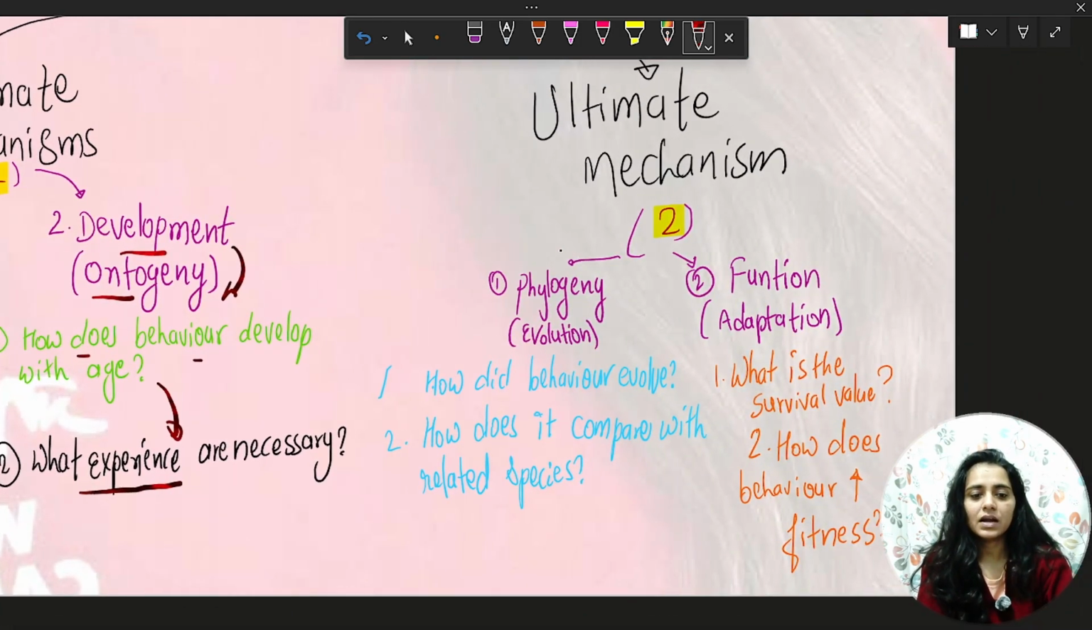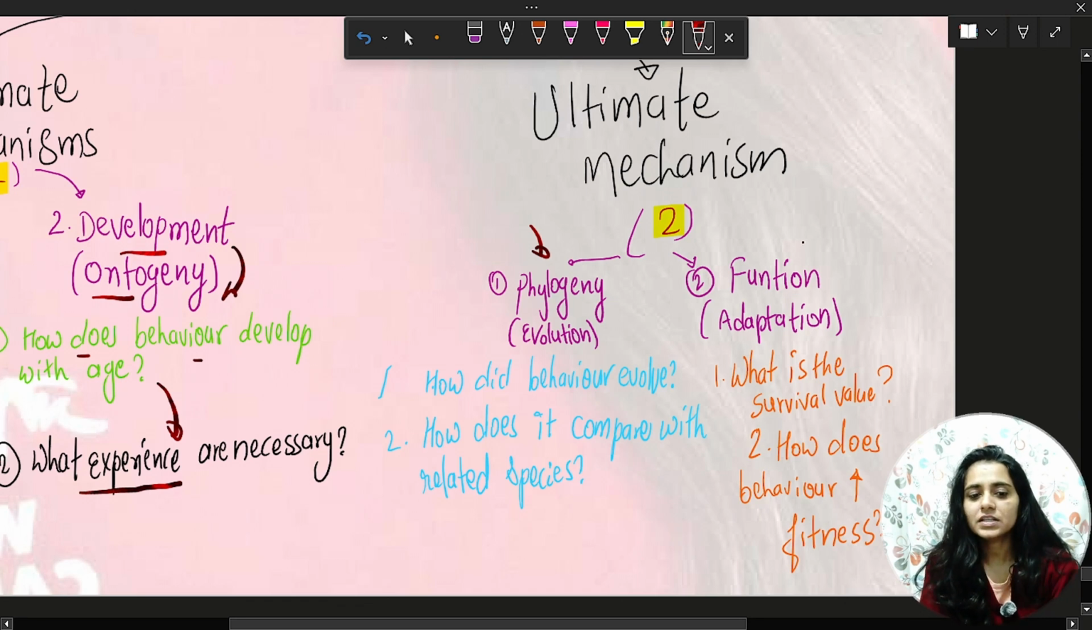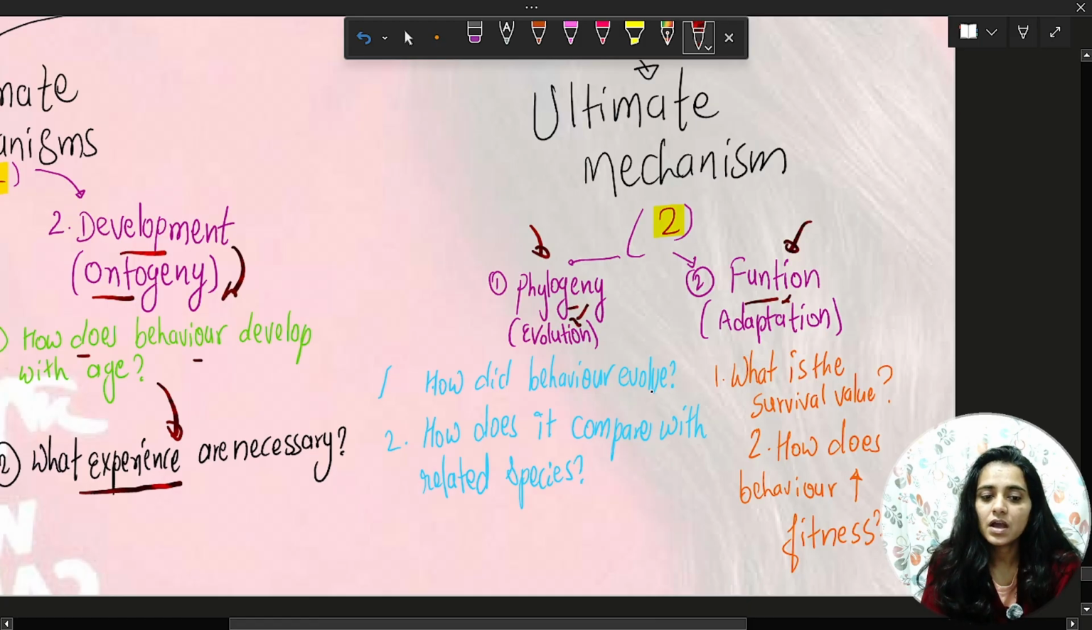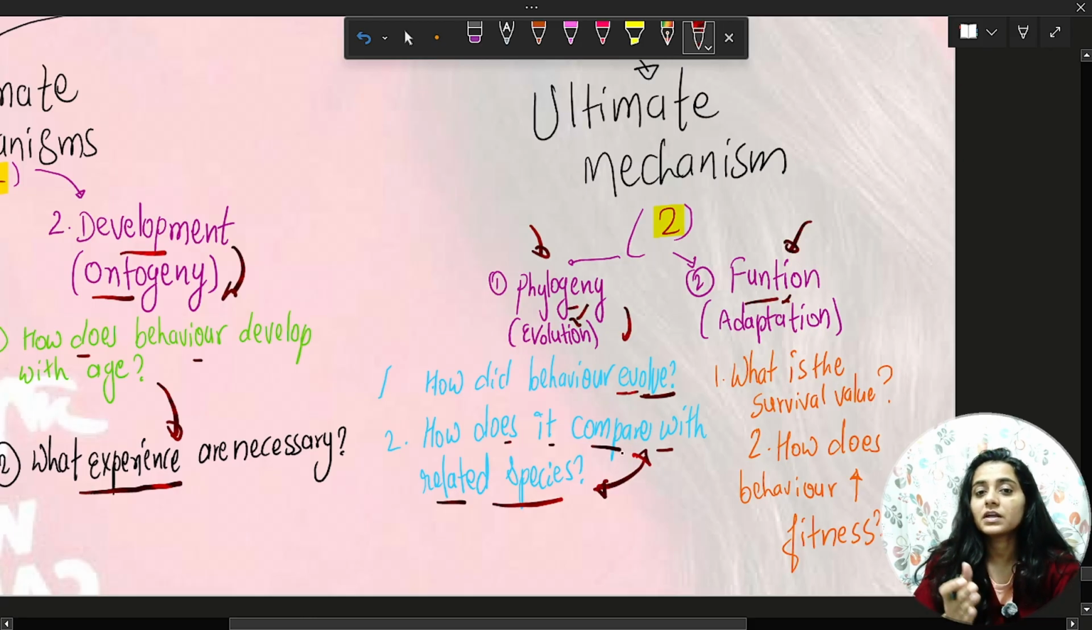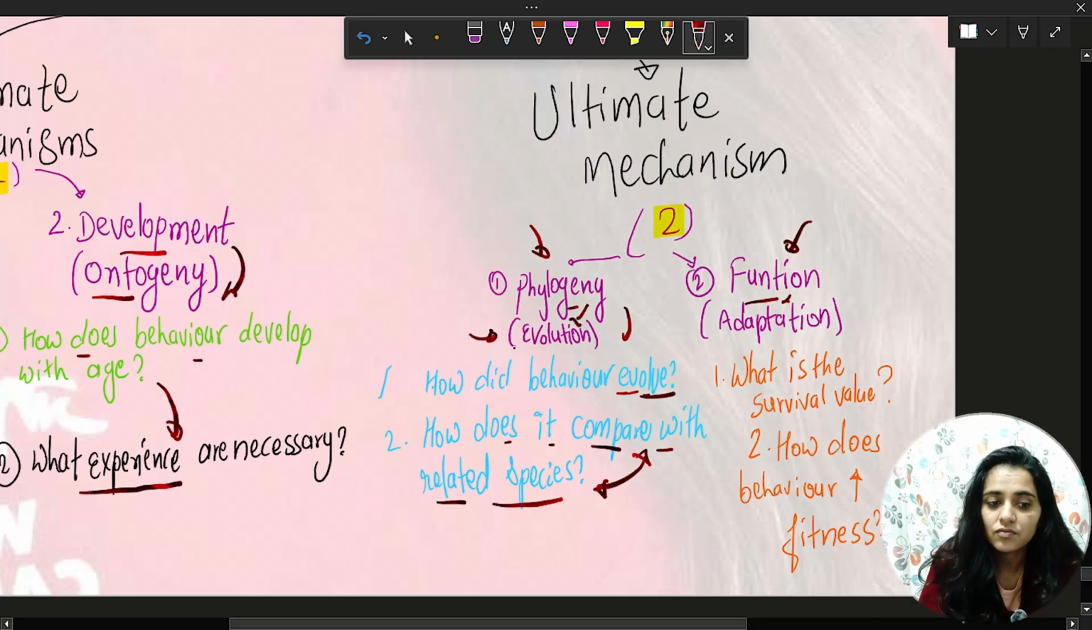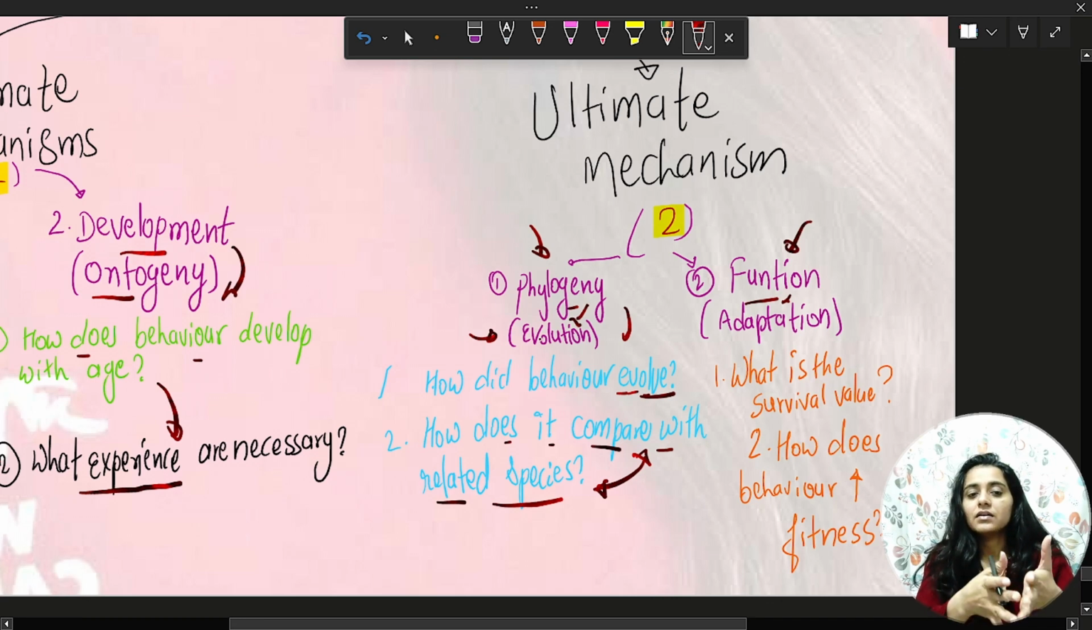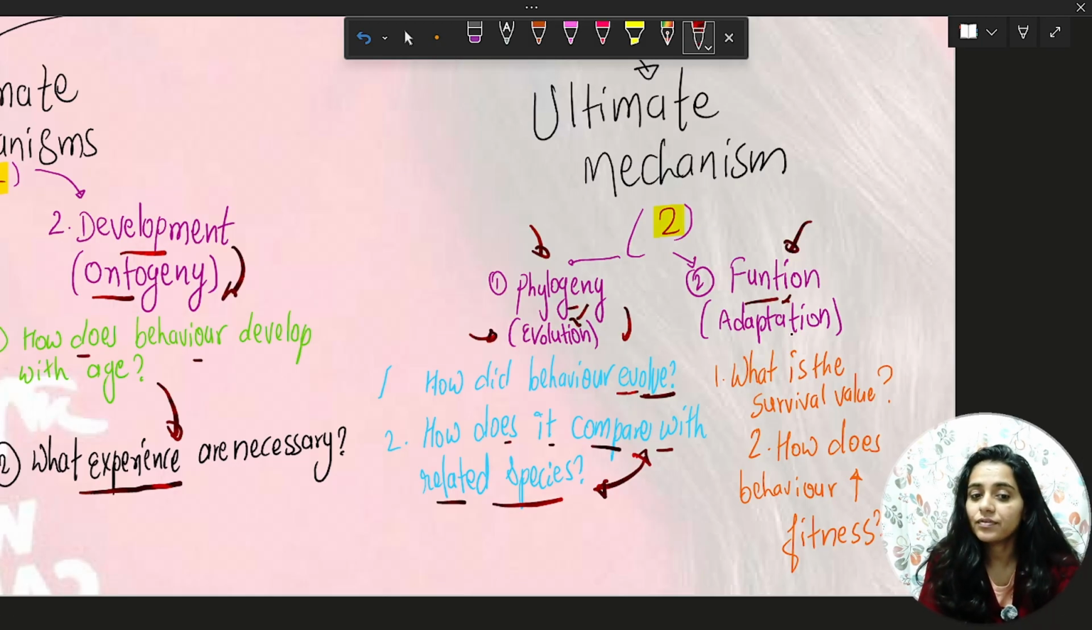Then the ultimate mechanism is about phylogeny and adaptation and function. Phylogeny is related to evolution and function is related to adaptation. How did behavior develop is the question in evolution. How does it compare with related species? We can compare how it is different from related species in evolution. So we can find out how related animals behave differently because they evolved differently, and that makes them different from the particular species.